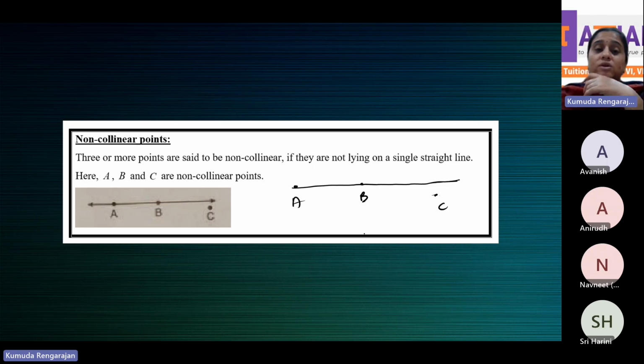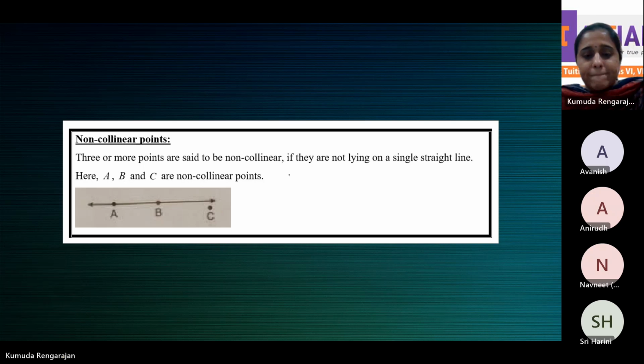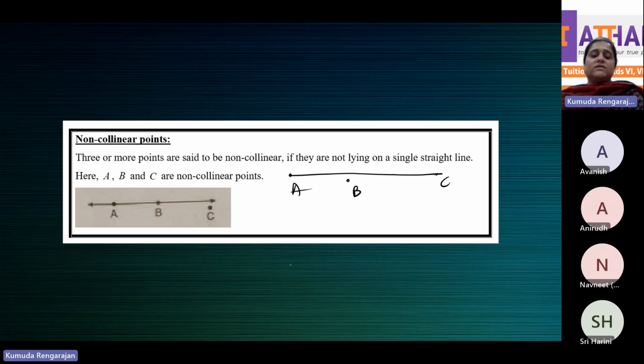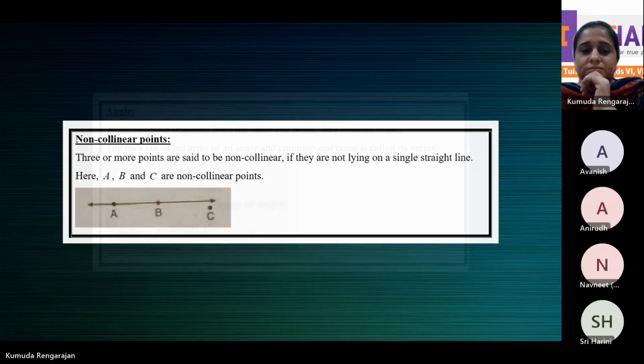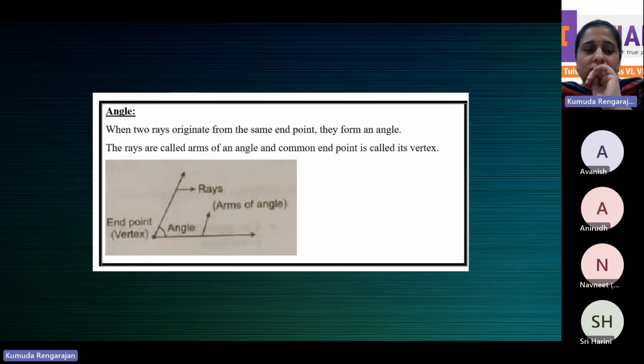Here A, B, C are not collinear points because maybe you can connect A and C, but you cannot connect it with B. See, maybe you can connect A and C, but B is outside the line. So 3 or more points are said to be non-collinear if they don't lie on the same straight line. I'll give you the notes later, so don't worry.